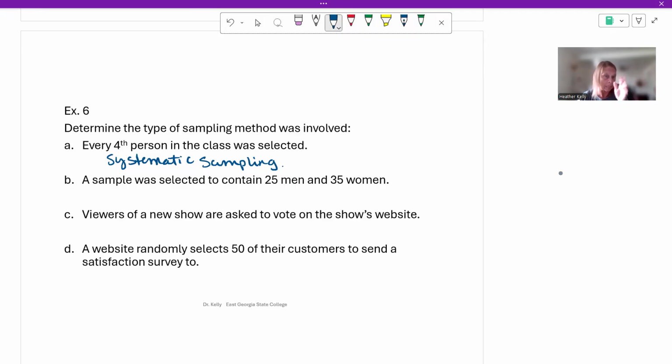Okay, another one. A sample is selected to contain 25 men and 35 women. Now, there's a couple of samplings that would fit here, but because they're calling a specific number, I need a specific number of this group of people and a specific number of that group of people, this is very clear to me to be quota sampling.